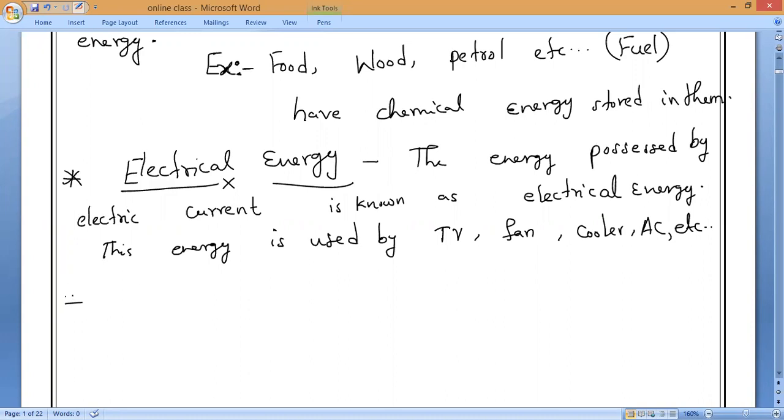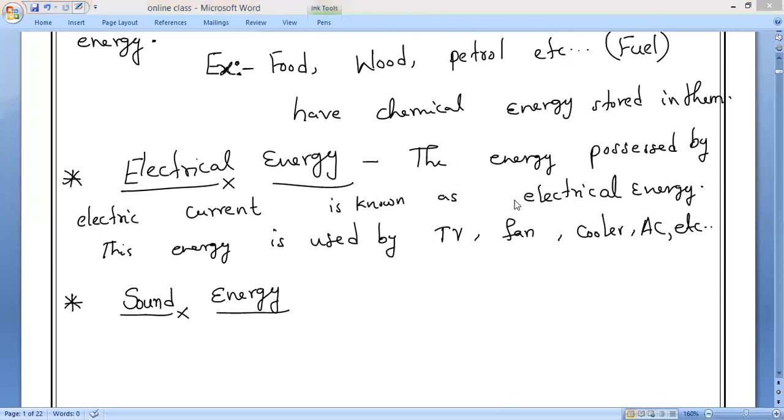So that is what it is. Next, sound energy. All of you need to know the definition of all the energies. Sound energy.